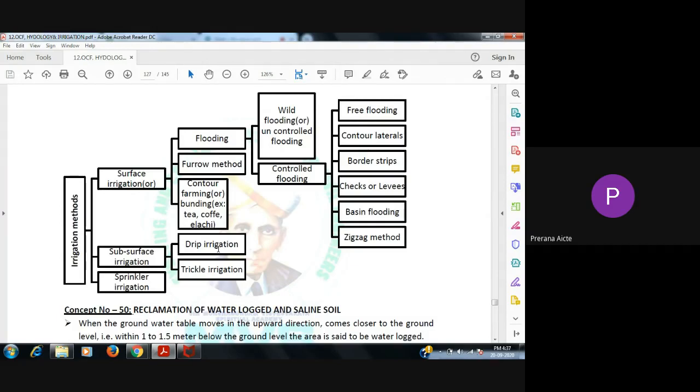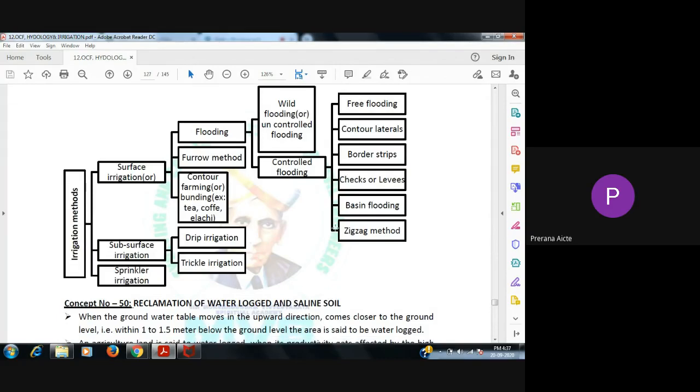So first is irrigation methods: surface, subsurface, sprinkler. Surface irrigation: flooding, furrow, contour farming. Subsurface: drip irrigation, trickle irrigation. Again flooding, within flooding, controlled flooding. In controlled flooding: free flooding, contour laterals, border strips, checks or levees, basin flooding, zigzag method. That's all. If you remember this diagram, one question is definitely asked in GATE, just from this diagram only.